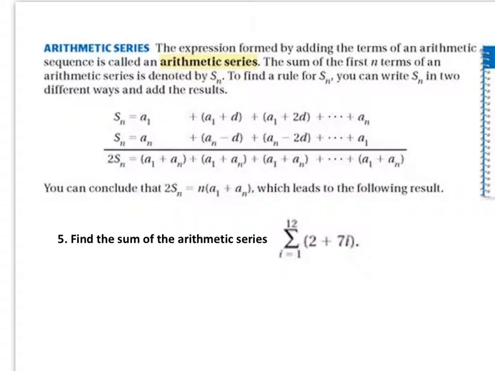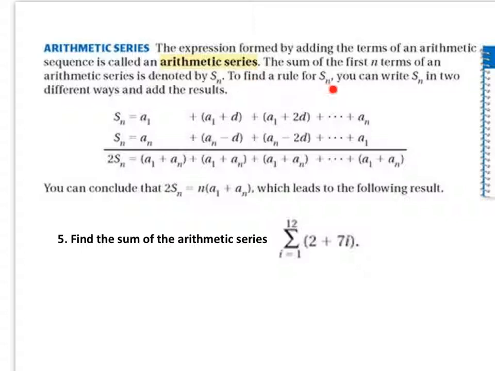All right, so we've talked about arithmetic sequences. Now we're talking about series. So remember, it's when you're trying to find the sum, okay? So it says the expression formed by adding the terms of an arithmetic sequence is called arithmetic series. The sum of the first n terms of an arithmetic series is denoted by s sub n, okay? Remember, we talked about sigma here, meaning sum. The sum of the first n, okay?